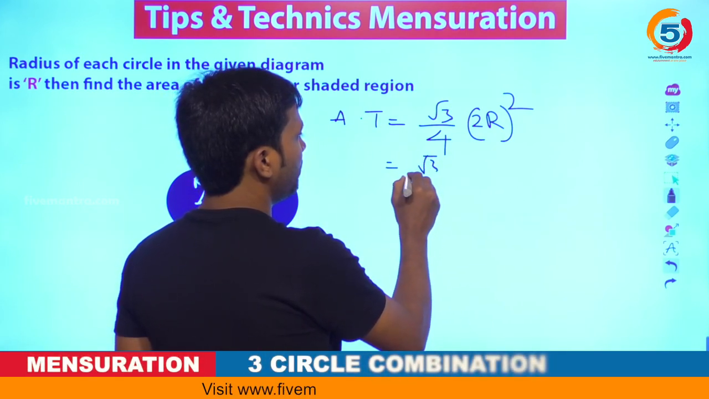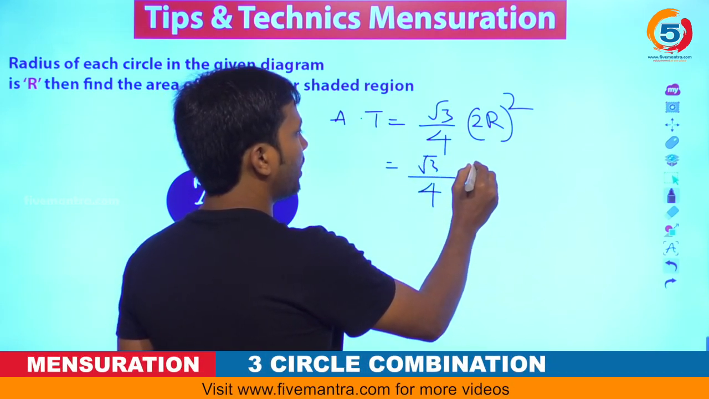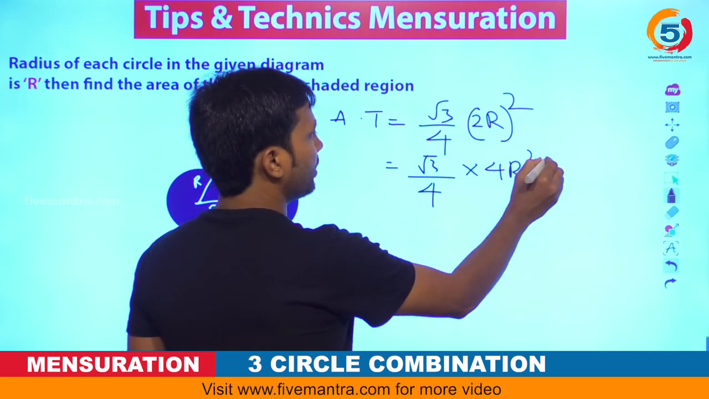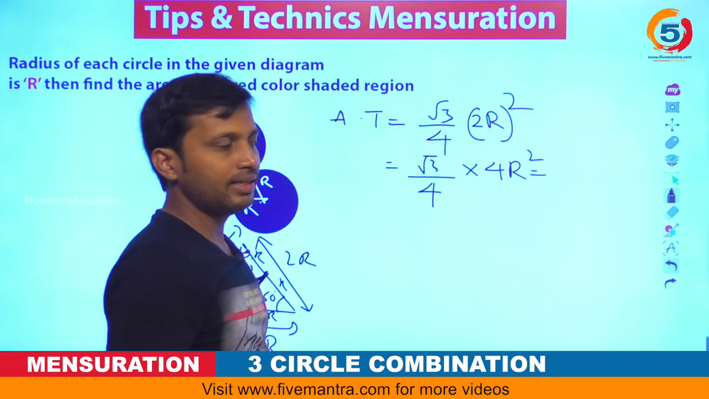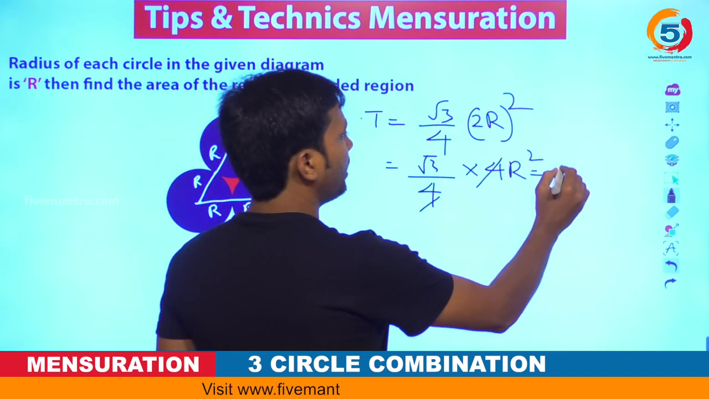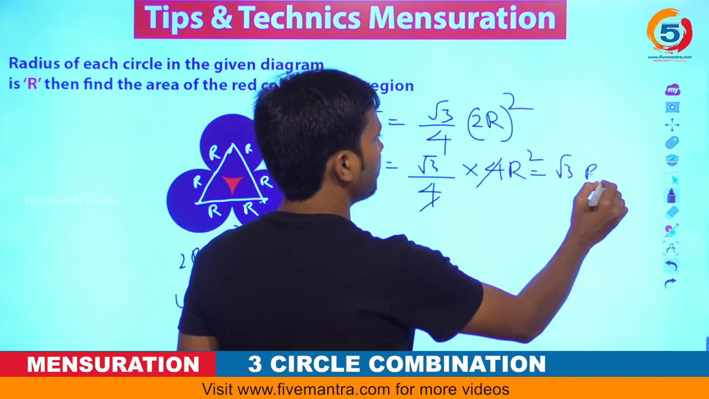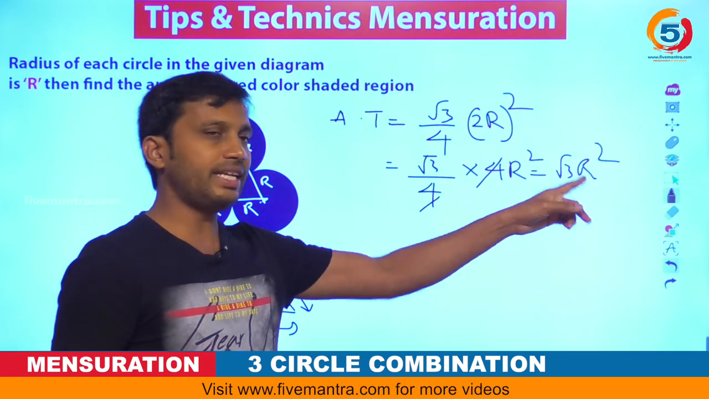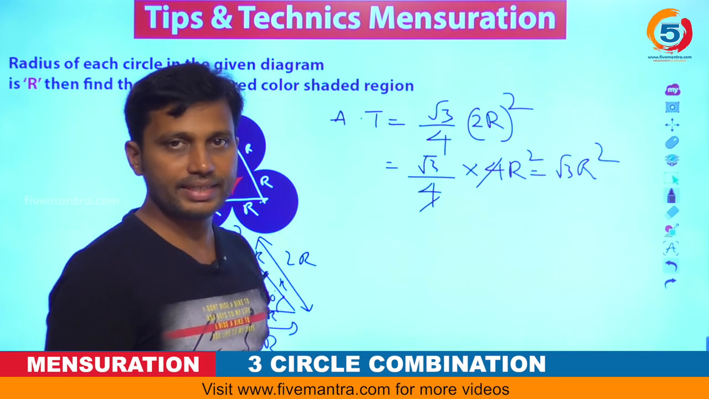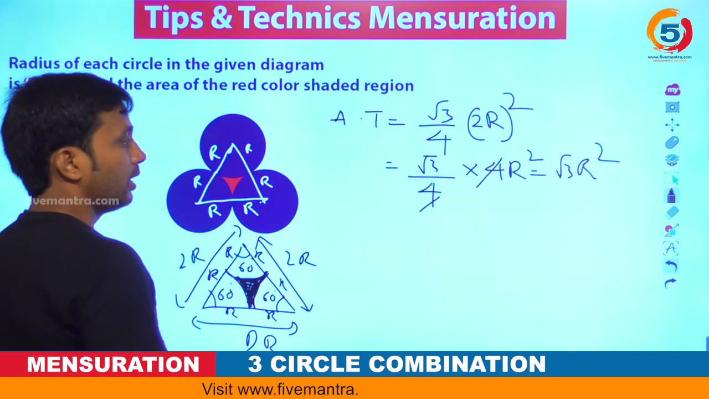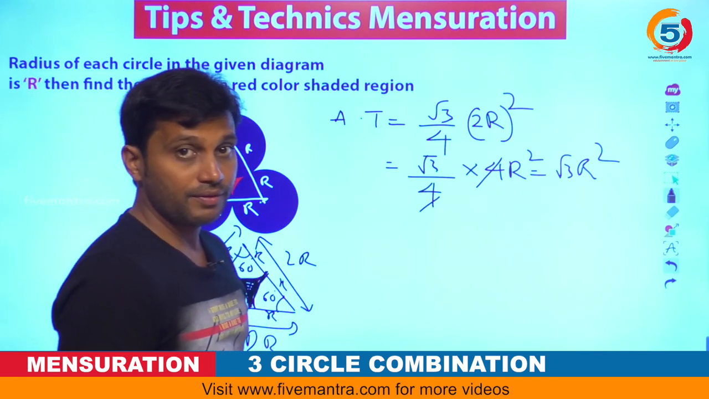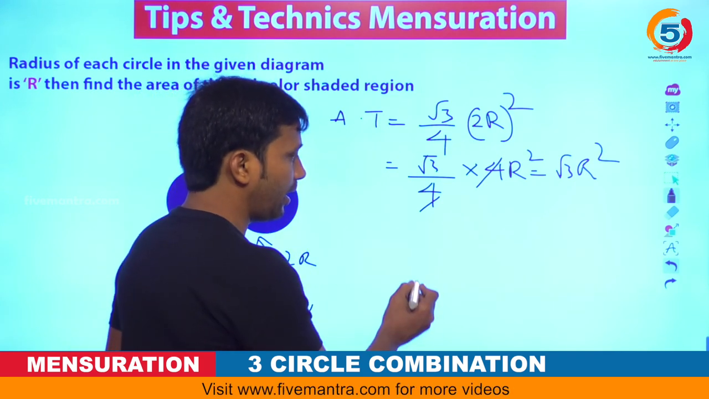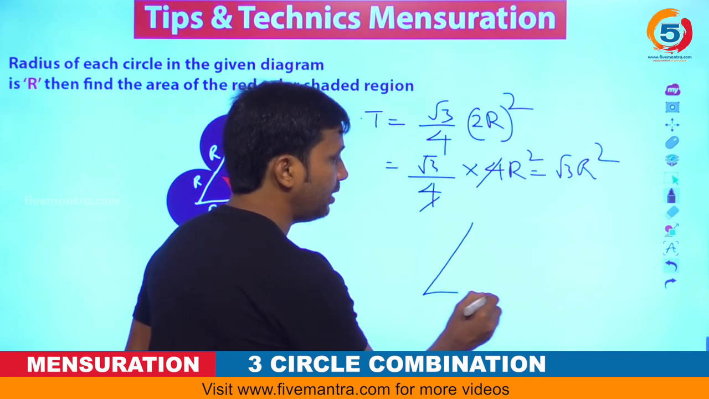Now what can we do here? Root 3 by 4 into 2 square, that is 4 r square. So 4 can be cancelled and we get root 3 r square. Now tell me, what is the area of the triangle? Root 3 r square, where r is the radius. Now what we have to find? The area of the sector.